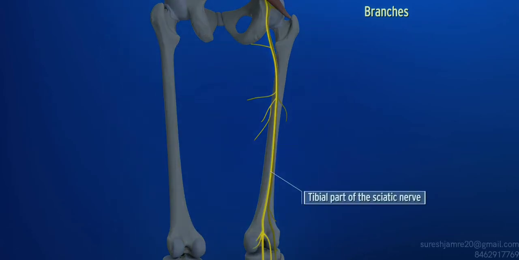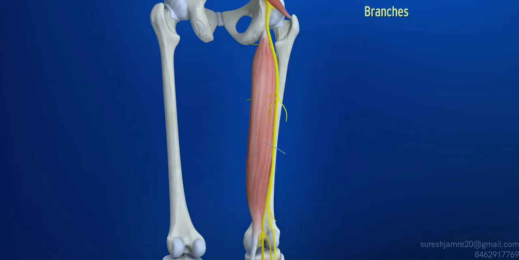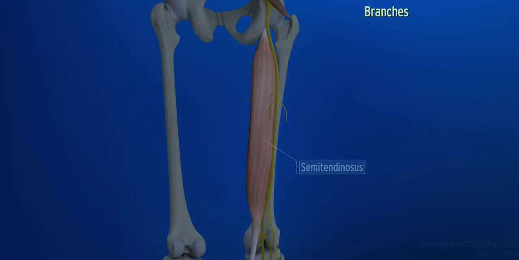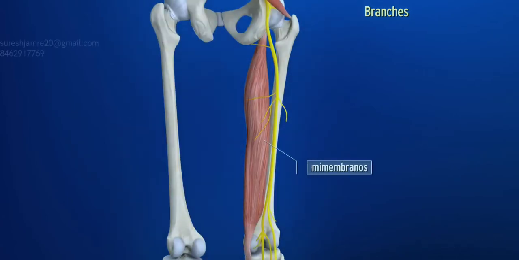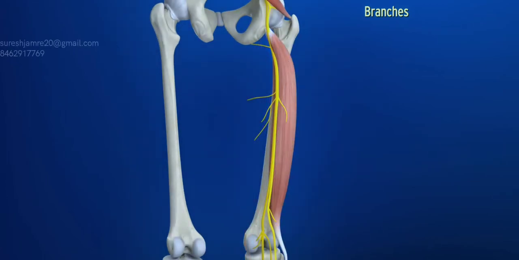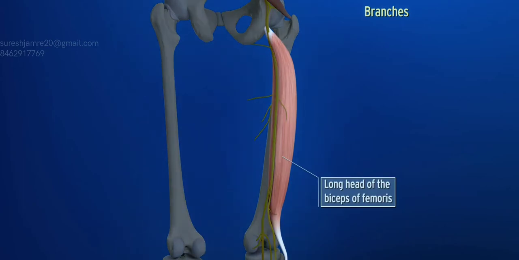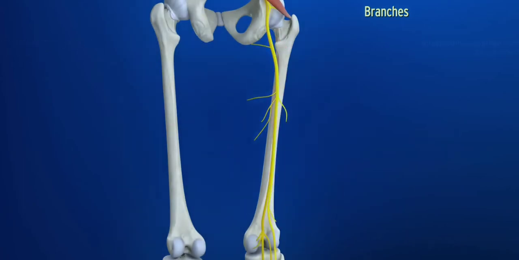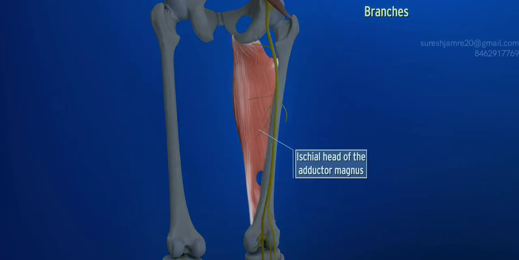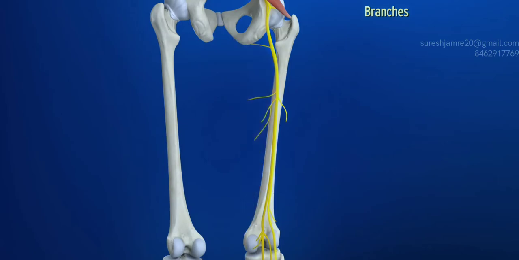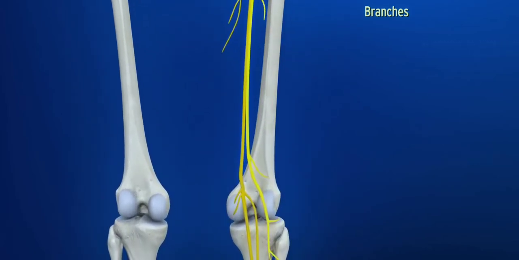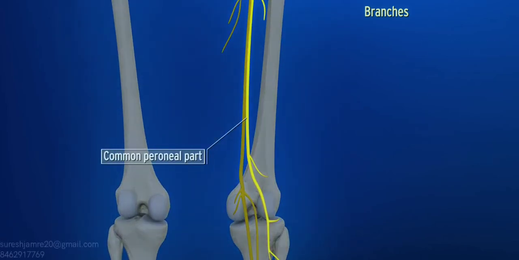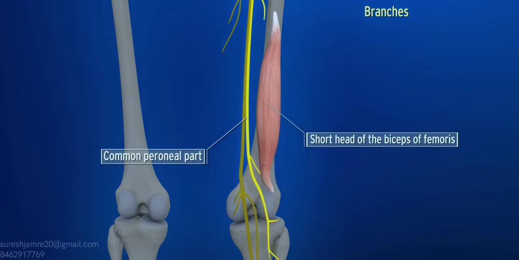The tibial part of the sciatic nerve supplies the semitendinosus and semimembranosus, the long head of the biceps femoris, and the ischial head of the adductor magnus. The common peroneal part supplies only the short head of the biceps femoris.